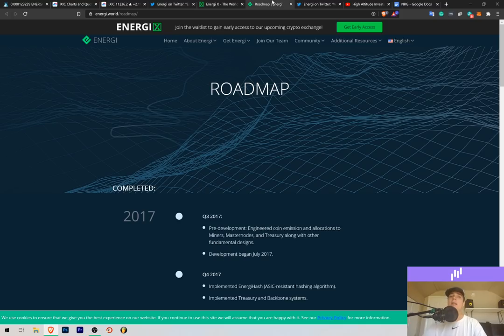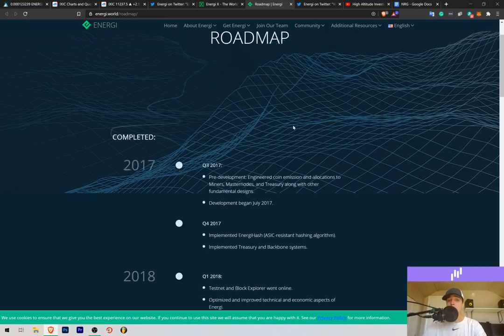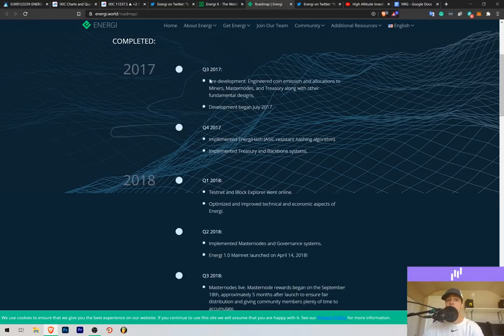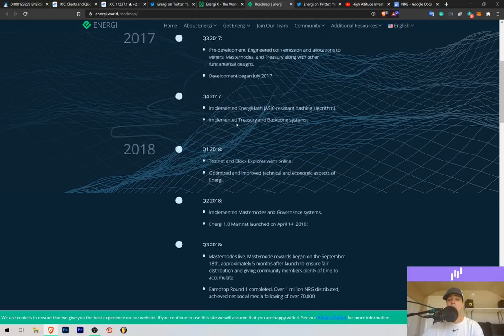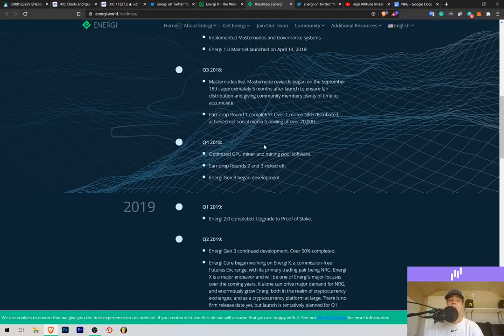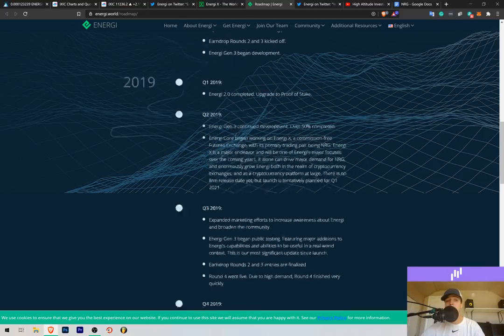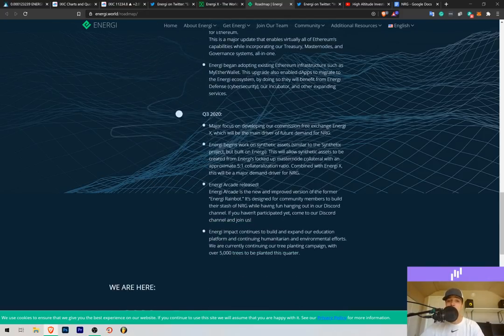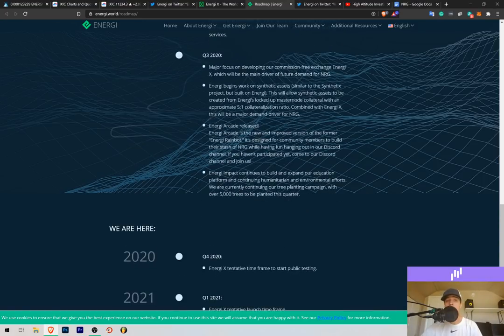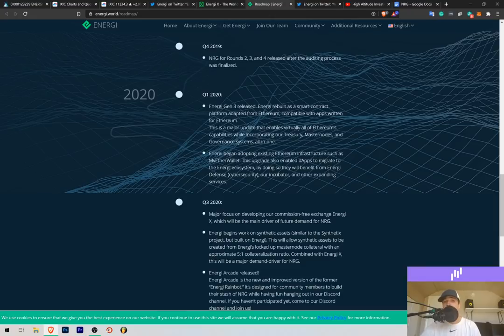The other thing that I really like about Energy is they have a really good roadmap here. They've clearly described their roadmap. They show exactly what they've accomplished since 2017 when they started this journey. They go into the details of their test net for their block explorer in 2018. They just have a really, really clean roadmap here. And it's exciting to see what's coming in the future with that Energy X exchange being launched. And they've actually got a lot done in 2020.